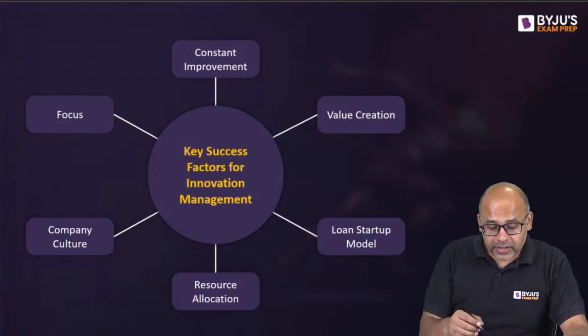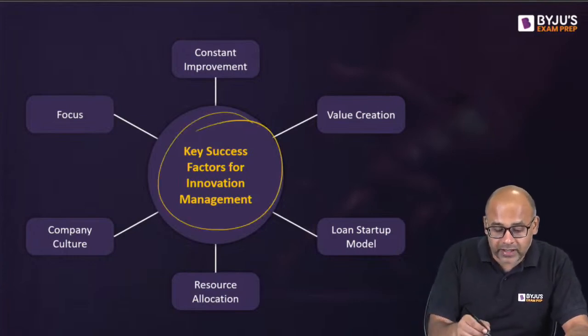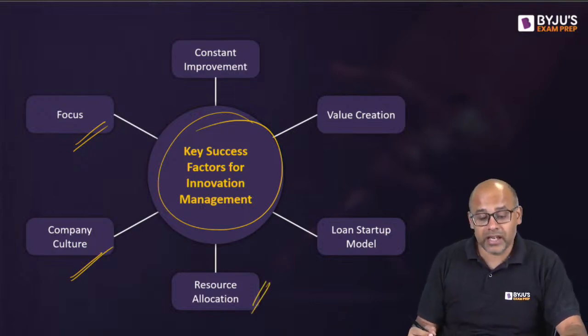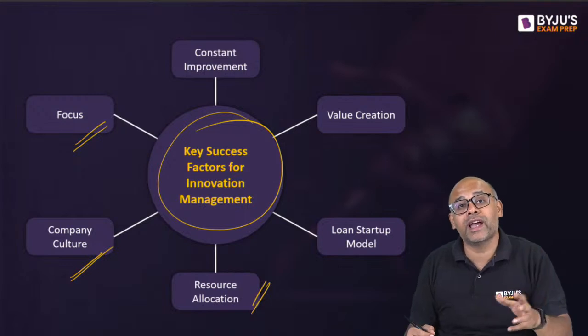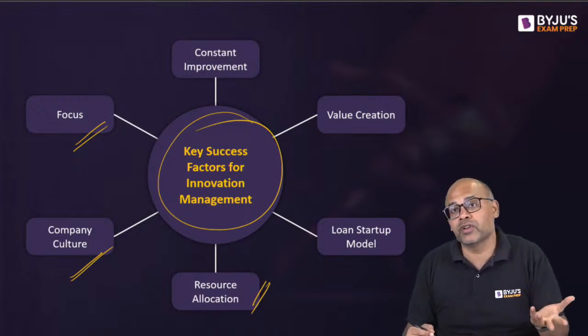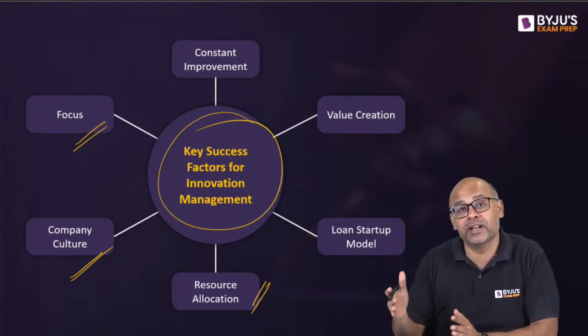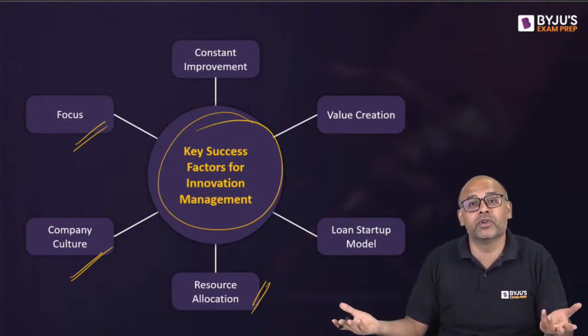Right. So the success factors for innovation management, as I said, focus, company culture. That's what we discussed a lot. Resource allocation. Guys, innovation cannot happen if resources are not allocated. If you're just talking about it but not doing anything about it materially, then nothing is going to work out.